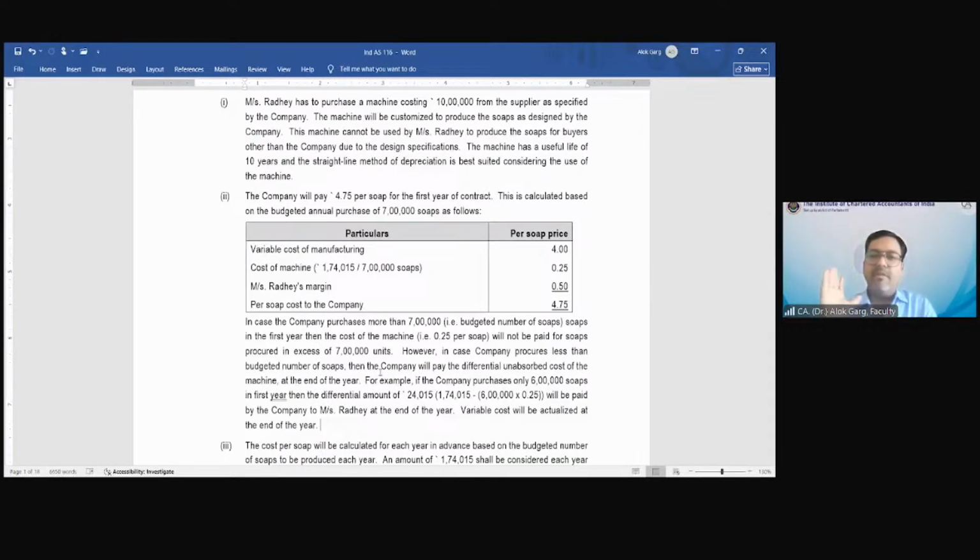ठीक है. Whether point number 1 and 2 is clear to everyone? Point number 1 and 2, is it clear to everyone? Yes or no? Is it clear to everyone? Yes or no? Mr. Aditya, is it clear to you also?